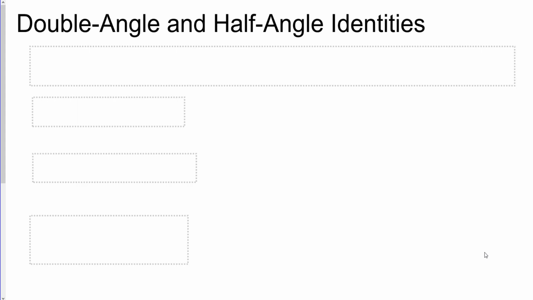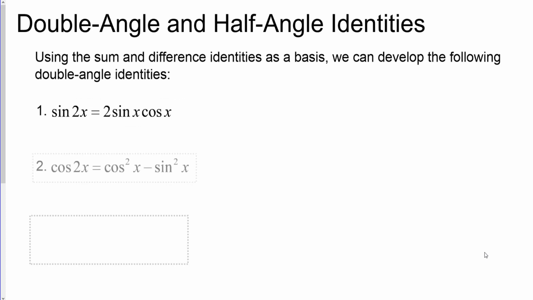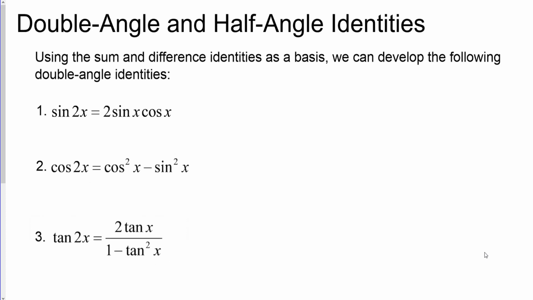In this lesson, we're going to talk about the double angle and half angle identities. Using the sum and difference identities as a basis, we can develop the following double angle identities. Sine of 2x is equal to 2 sine x cosine x. Cosine of 2x is cosine squared x minus sine squared x. And tangent 2x is 2 tan x over 1 minus tangent squared x.